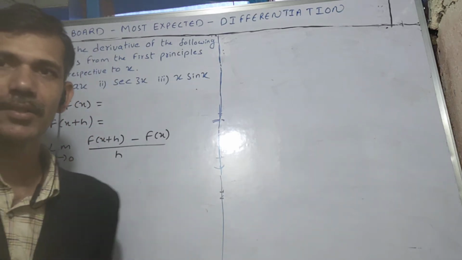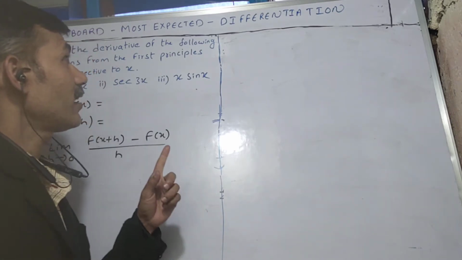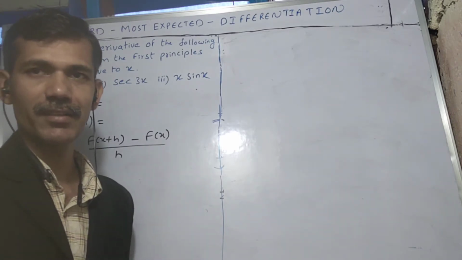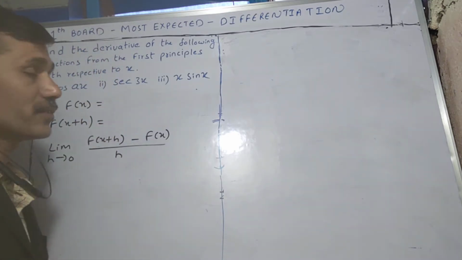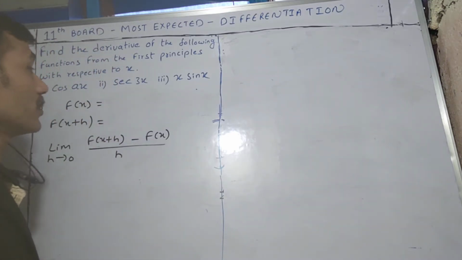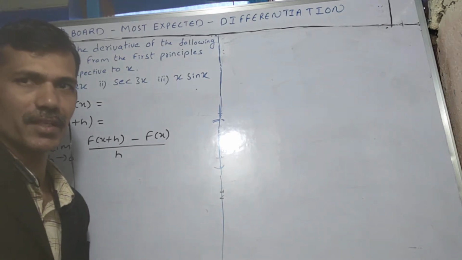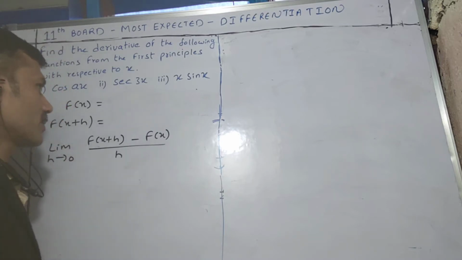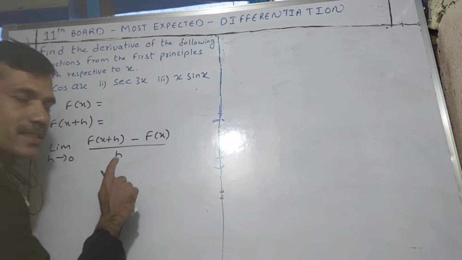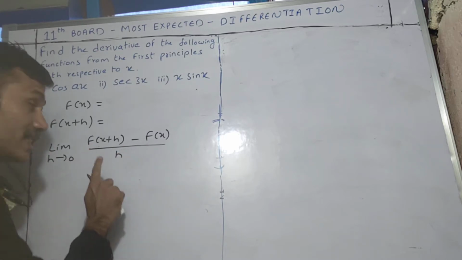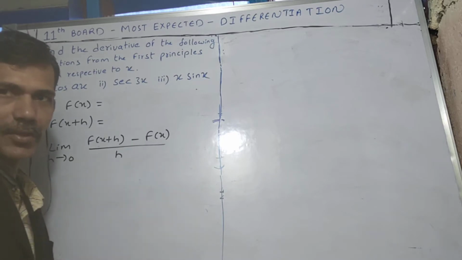Welcome to all. Today we will discuss an important, most expected question of the differentiation chapter in class 11 of the Andhra Pradesh and Telangana board. They will ask us to find the derivative of the following functions using the first principle with respect to x. That means using the definition. The first principle of derivative is the limit h tends to 0 of f of x plus h minus f of x by h. If you find the limit value of this, we'll get the derivative of f of x.